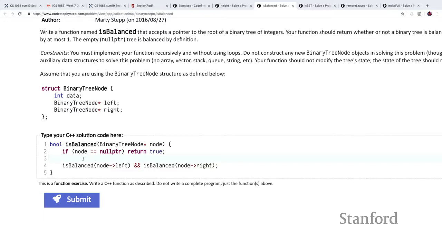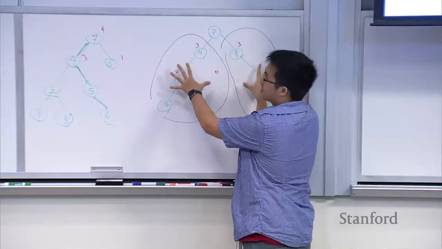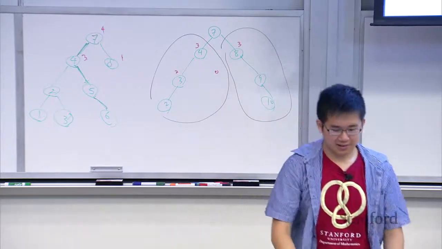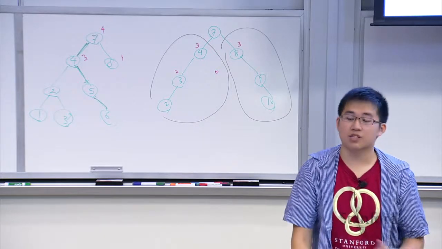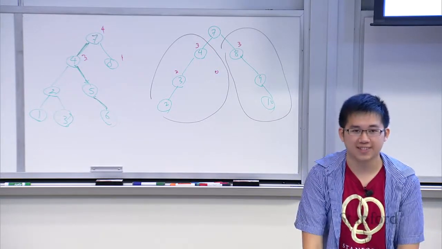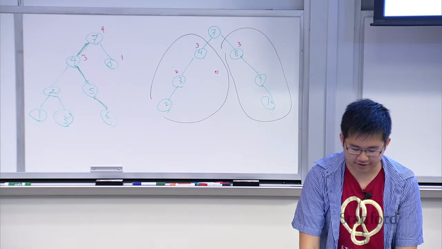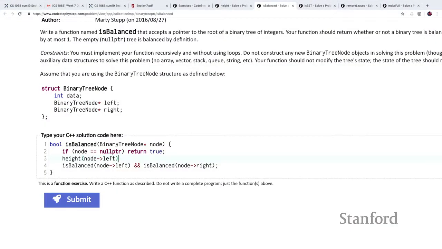I prefer not to, because then that actually changes the tree. I don't think we have to do that. How would you calculate the height of these two subtrees? We just wrote a function called height, so we can just use that function. We calculate the height of the left subtree, and then we also calculate the height of the right subtree. And what do we do with this value?